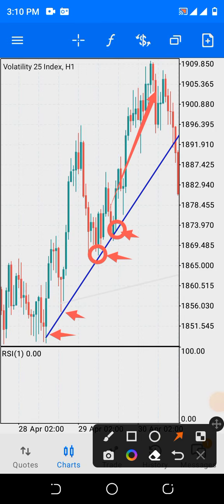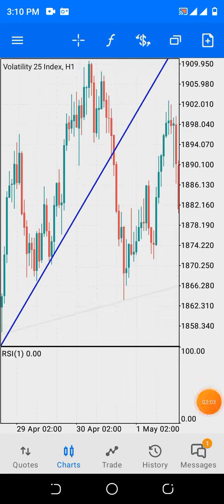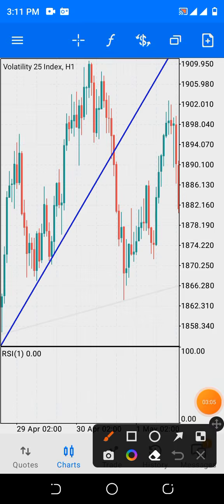Now as you proceed, you see that you only have 2 entry opportunities before the market breaks the trend line. So as you can see, at this point the market breaks that particular trend line. You made only 2 entries before the market breaks that particular trend line. Do you understand? So this particular trend line does not last longer.